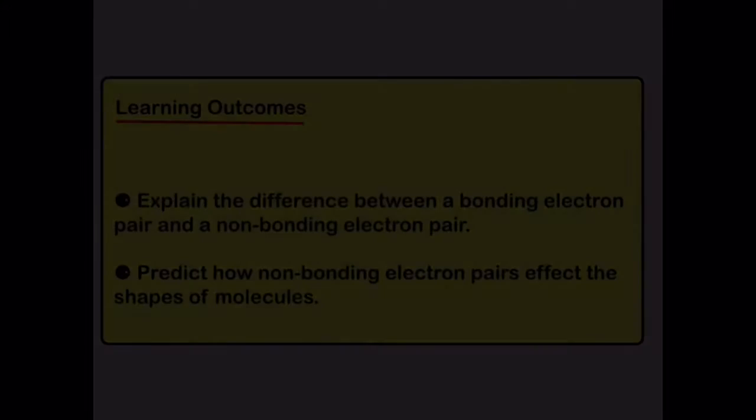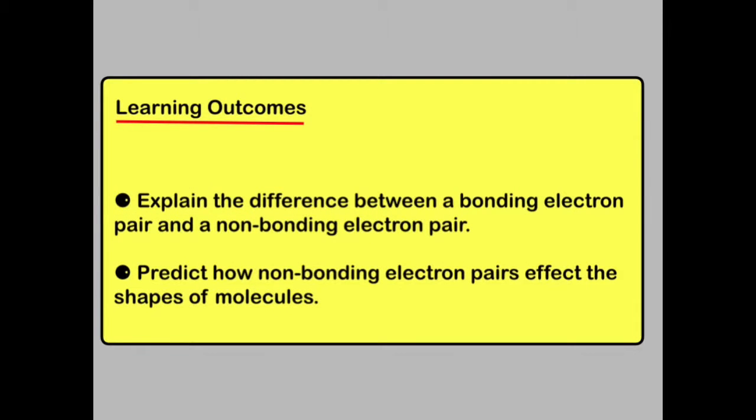In this lecture we're going to look at bonding and non-bonding electron pairs and look at the effect they have on the shapes of molecules and polyatomic ions. By the end of this lecture you should be able to explain the difference between a bonding electron pair and a non-bonding electron pair. And furthermore, you should be able to predict how non-bonding electron pairs affect the shapes of molecules and polyatomic ions.